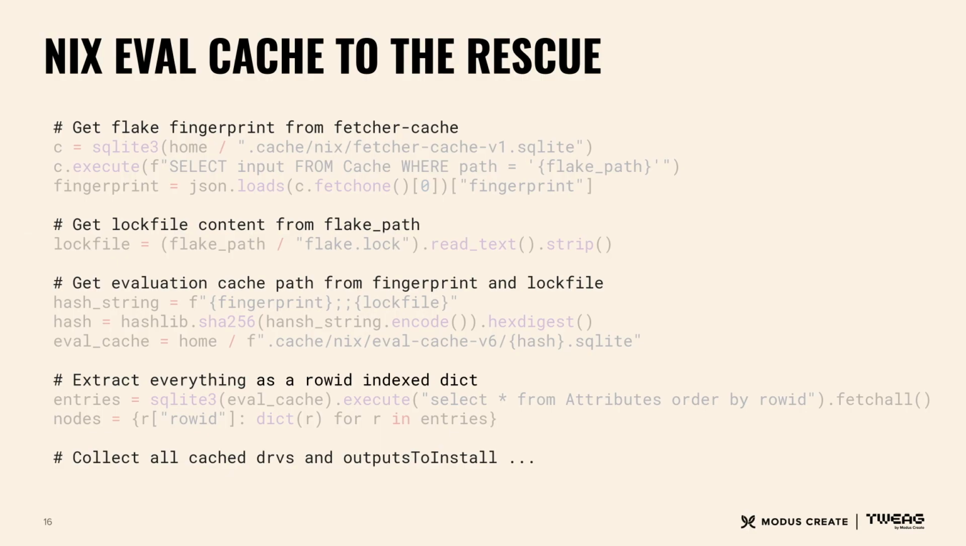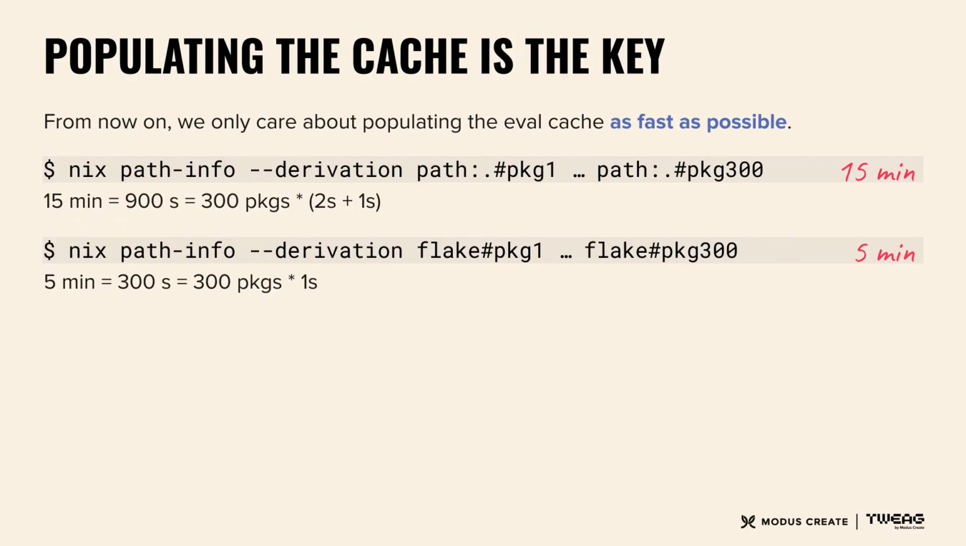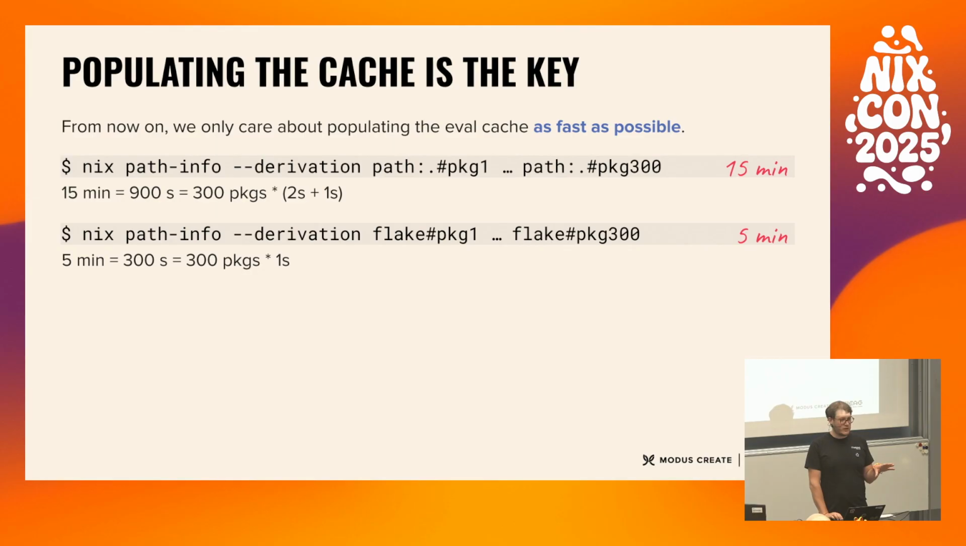That script is much faster than calling Nix, by the way, because Nix needs some startup and whatever. So if you do everything in one batch script, it works pretty well. So now we have transformed our problem. We need to populate the cache, and then we can extract anything we want.